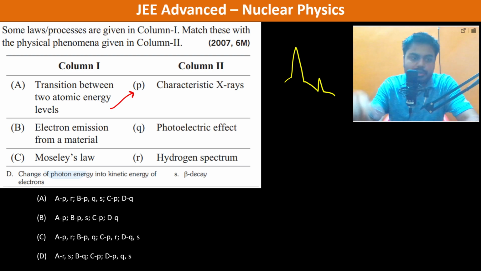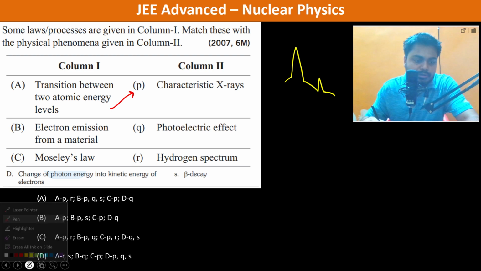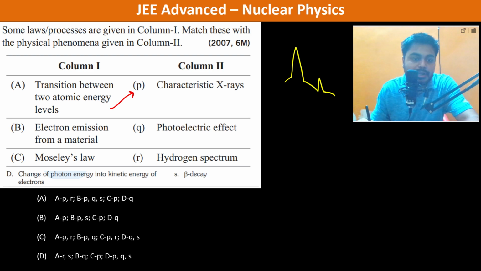Okay, photoelectric effect, no, that's not due to the transition. Hydrogen spectrum, yes, hydrogen spectrum is also due to the transition. So A goes with P and R.